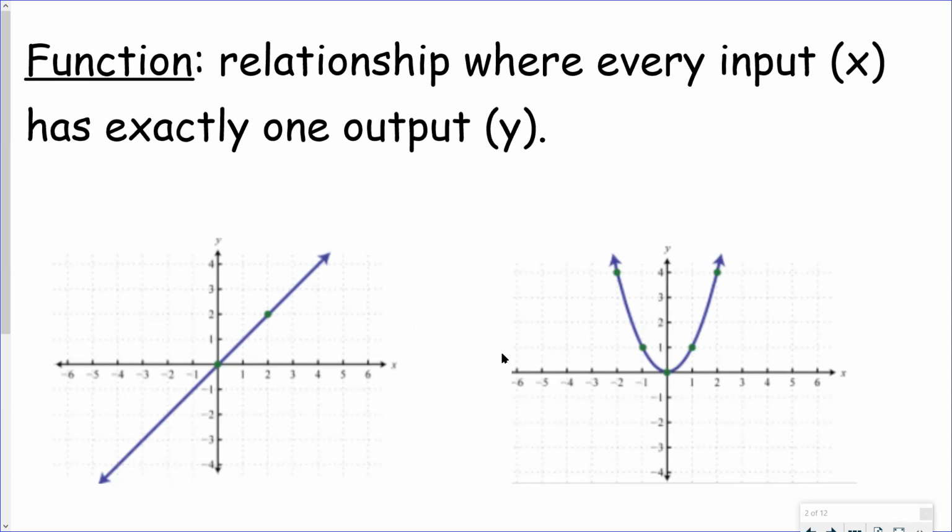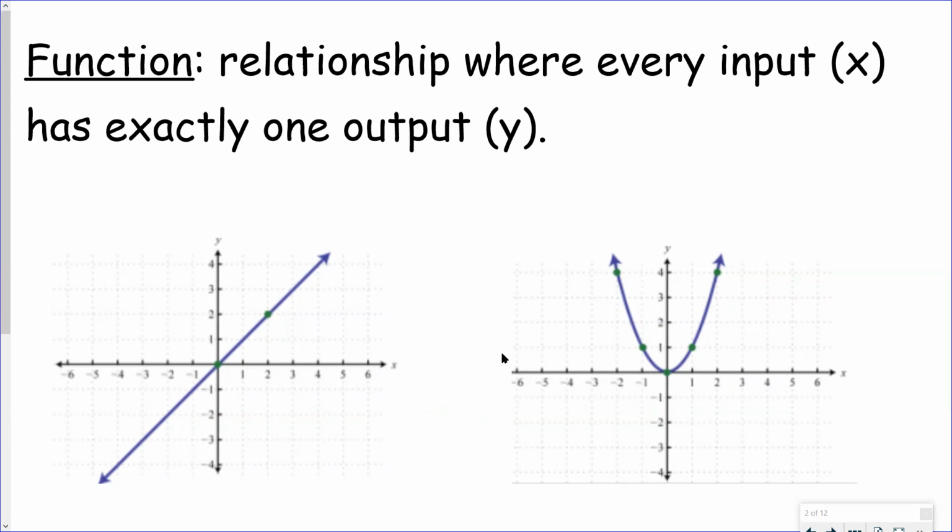So a function, I recommend you write down this definition. A function is a relationship where every input, which is 9 times out of 10 an x, has exactly one output, which is most of the time a y, because again, we're talking about our ordered pairs. So again, a function, basically every input has one output. What it means is if you input one number, you're going to get only one type of number out. So if we look at these two graphs that we have here, I have a third one too that we'll talk about.